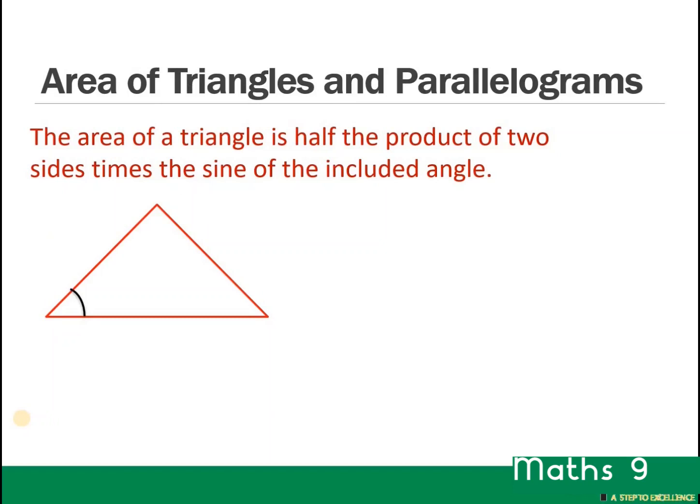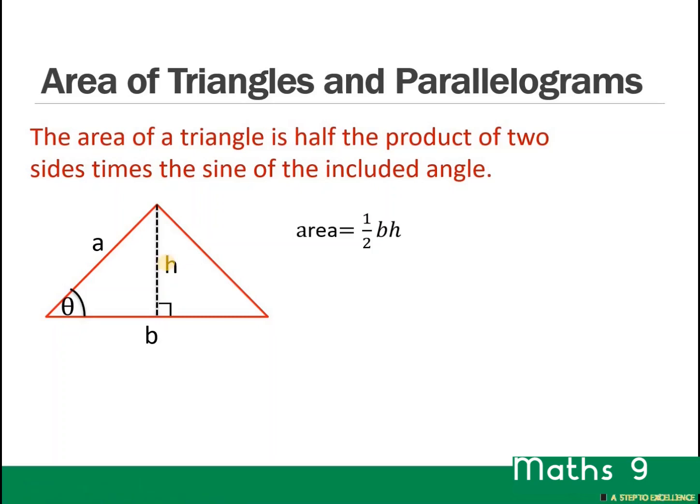Area of triangles and parallelograms. The area of a triangle is half the product of two sides times the sine of the included angle. Let's look at a proof of this. We can draw the diagram like this. Here are the two sides, a and b, and here's the included angle theta. The height of this triangle is labelled as h.